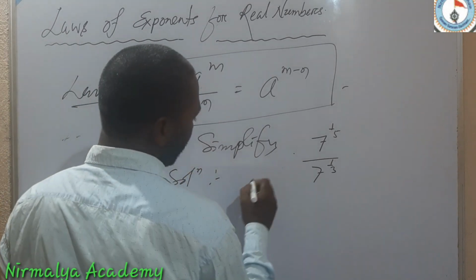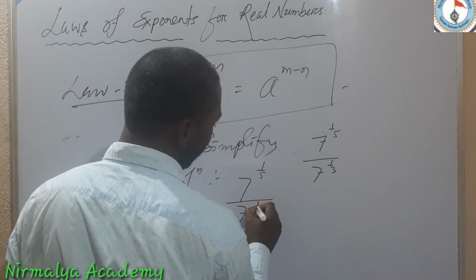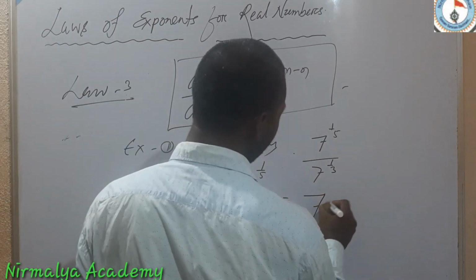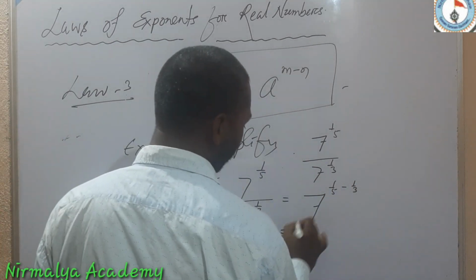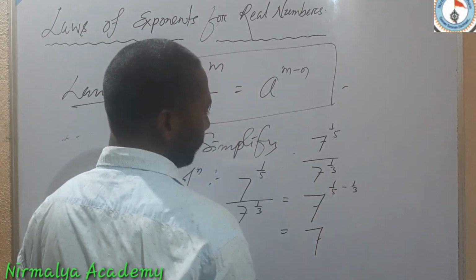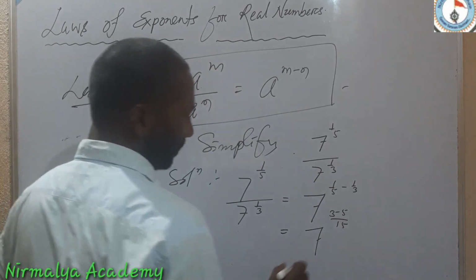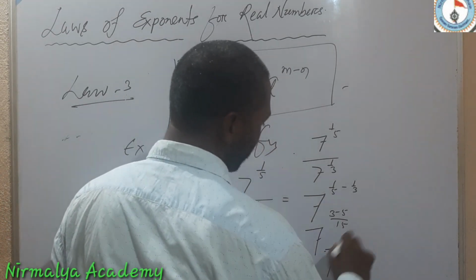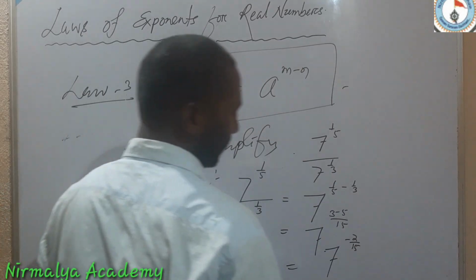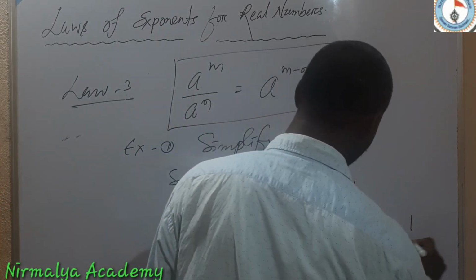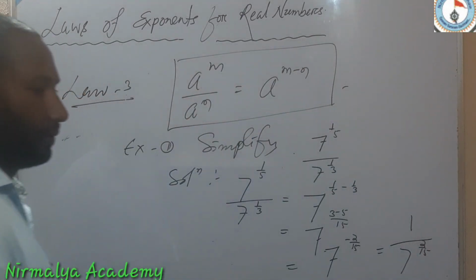Solution. 7 to the power 1 by 5 by 7 to the power 1 by 3 equals 7 to the power 1 by 5 minus 1 by 3, equals 7 to the power 3 minus 5 by 15, equals 7 to the power minus 2 by 15, equals 1 by 7 to the power 2 by 15.